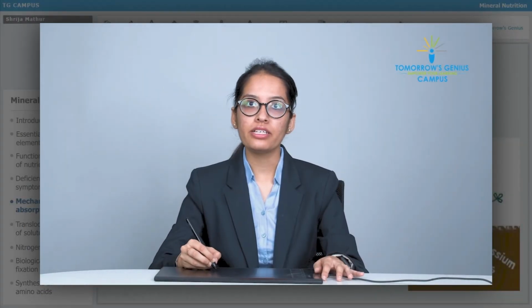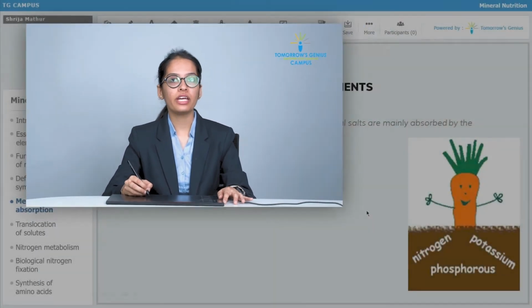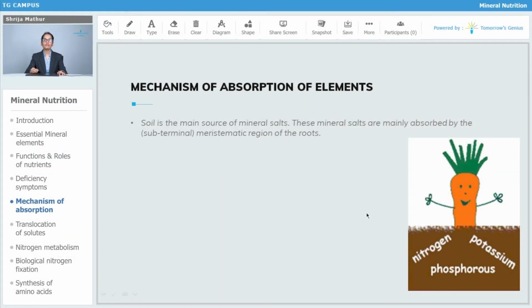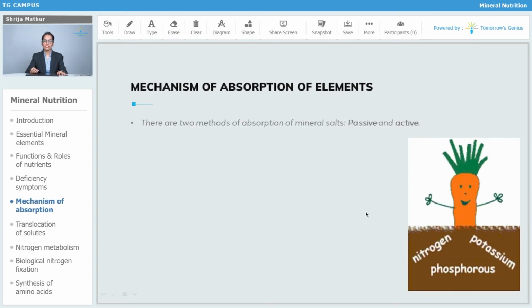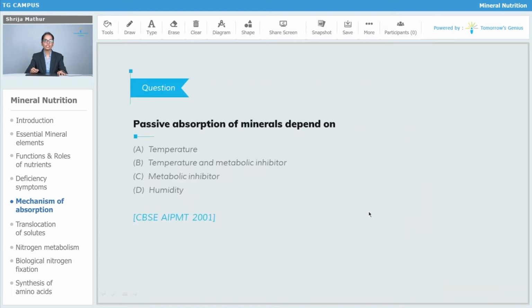Now the next topic is the mechanism of absorption of the elements. How are these elements absorbed and translocated in the plants? Soil is the main source of the mineral salts. These mineral salts are mainly absorbed by the subterminal meristematic region of the roots in the soil. There are two methods for this absorption of the mineral salts. First is passive, another is active.